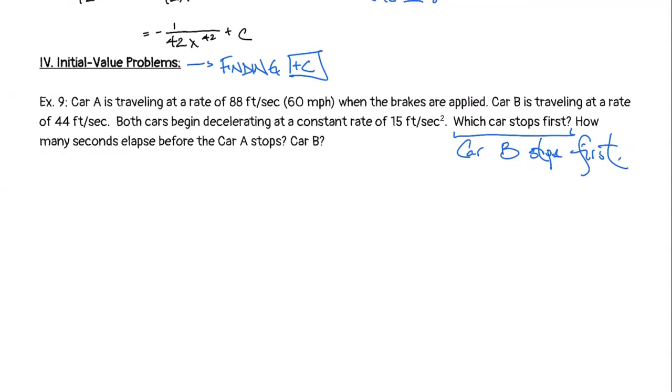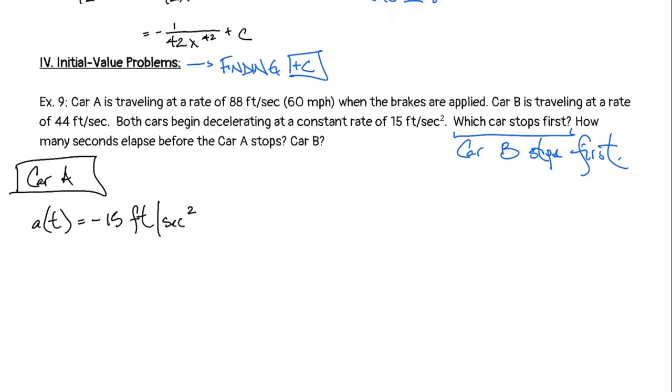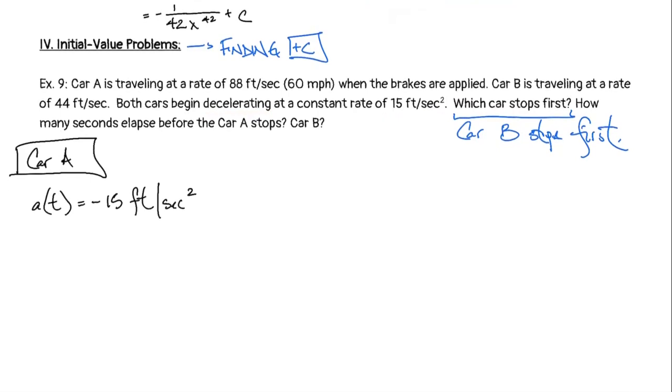Okay, so let's get back to this problem, okay? So we're gonna take a look at car A first, and then we'll take a look at car B. So for car A, we know that it is decelerating at a rate of 15 feet per second squared. And so what we can say is that the acceleration of car A is negative 15 feet per second squared. Okay, so they've given us our acceleration function.